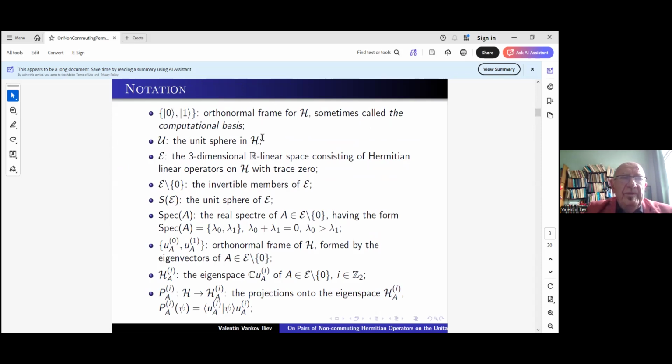U script is the unit sphere in H, and E is the three-dimensional R-linear space consisting of Hermitian operators on H with trace 0. It is well known that all of them are invertible linear operators except the 0 operator. And by SE we denote the unit sphere, and the spectrum means the spectrum of the corresponding operator, and we fix an orthonormal frame of H formed by eigenvectors of this.